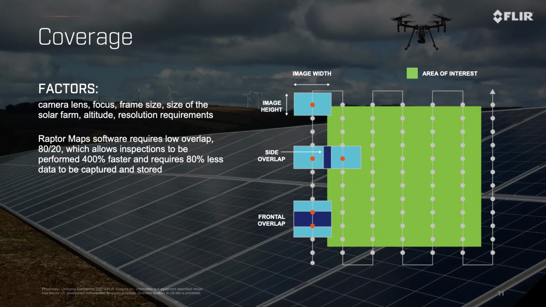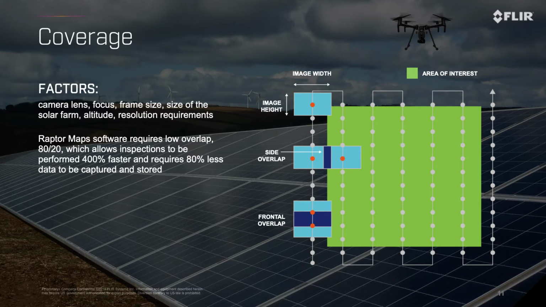So with Raptor Map software, it's a very low overlap requirement, which means it's only 80 by 20 on the overlap, so 80 front, 20 side. And what that means is you cover more ground in less time than with your traditional mapping overlaps of 85/85 or 90/90. You get sites done 400% faster, at least, and 80% less data is captured, which means that you can cover more ground.